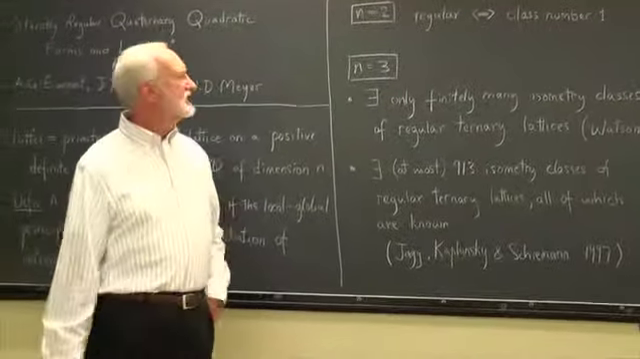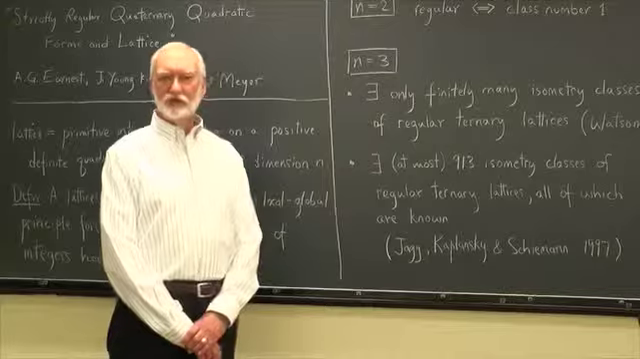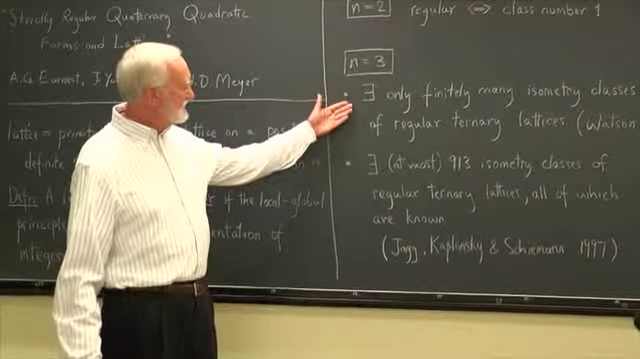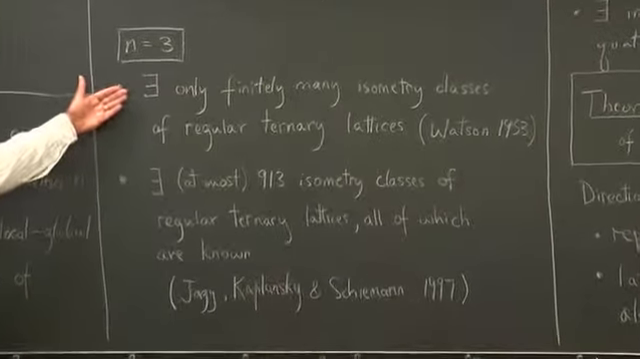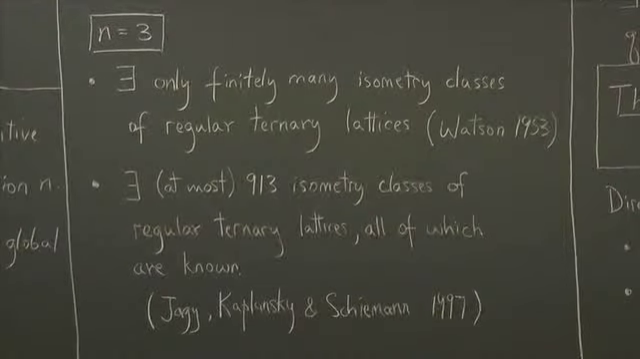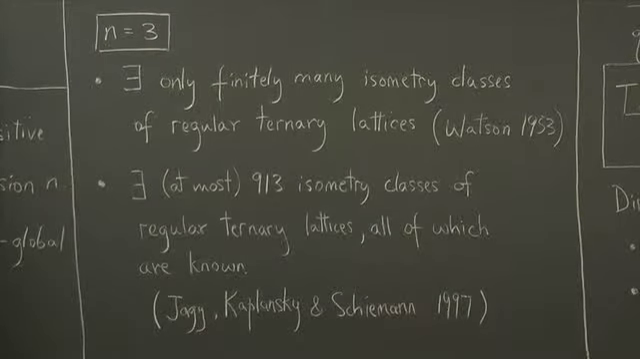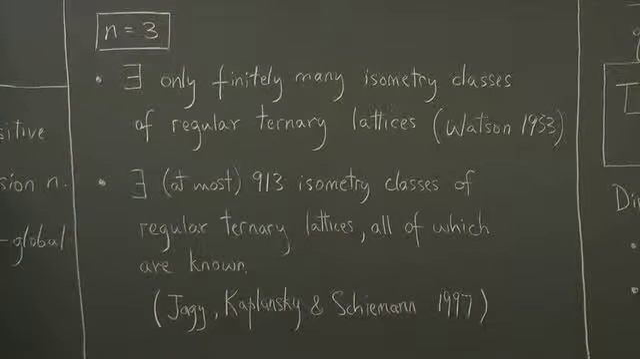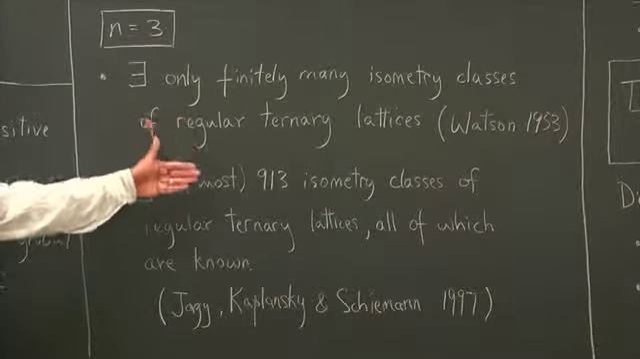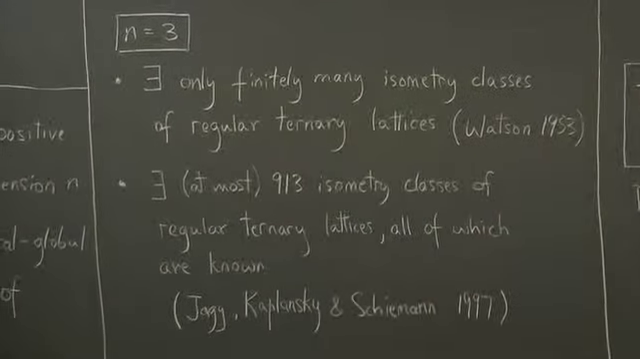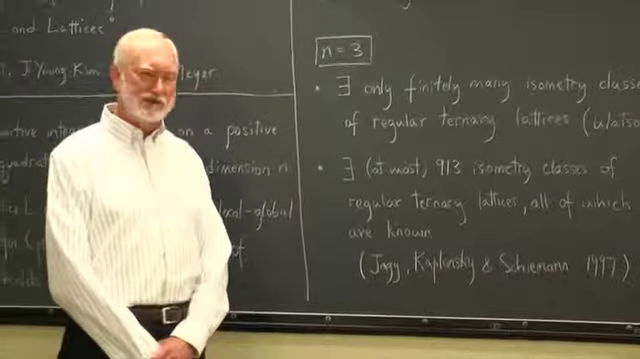The regular ternary forms and lattices have been studied extensively by a number of authors, and I've indicated here basically the starting and ending points of those investigations. The fundamental result here is that there exist only finitely many isometry classes of those regular ternary lattices, and that was proven essentially in Watson's thesis in 1953. And then over 40 years later, the enumeration of all of these isometry classes was completed. There are 913 of them, all of which are known.